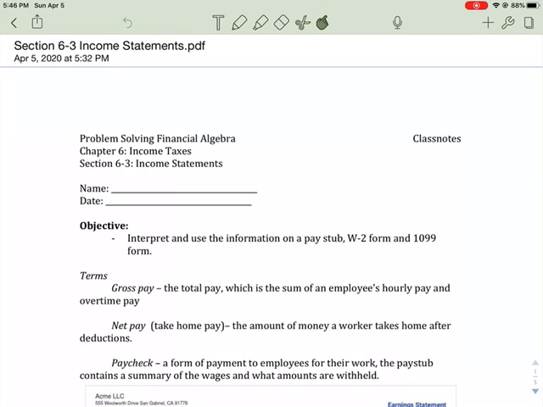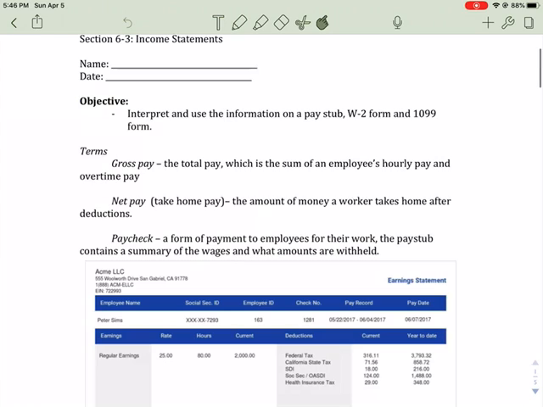Hi everyone. So today we're going to split our video into two parts. We're going to do one with all of the terms and everything else, and then I'm going to do the second half, which will be our problems dealing with these terms.